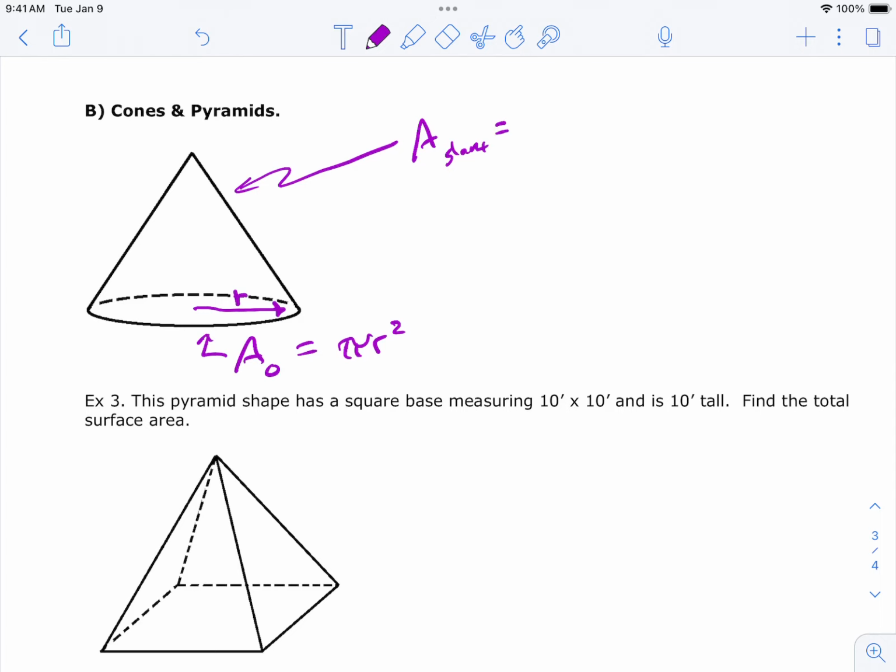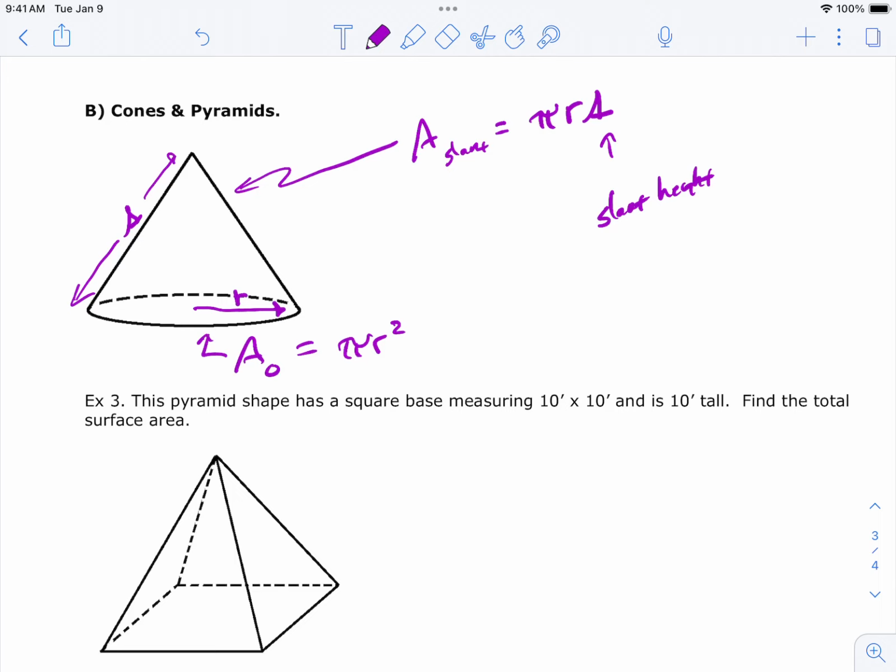is what? And I'm just going to say it happens to be pi r times s, where s is the slant height. Not the height straight up, but the actual slant height along the slant. And you just got to kind of know that. Pi r s, s is the slant height.